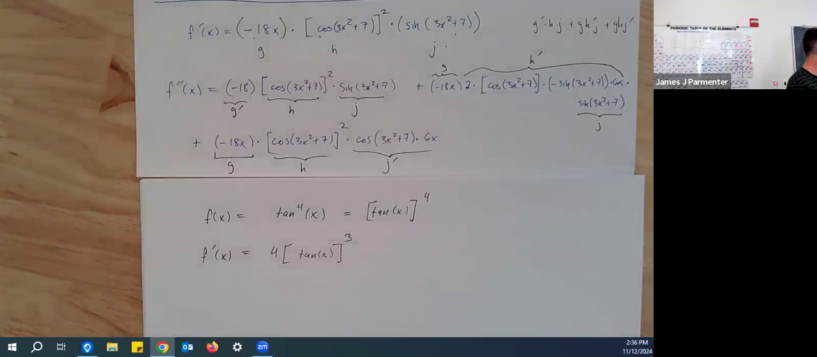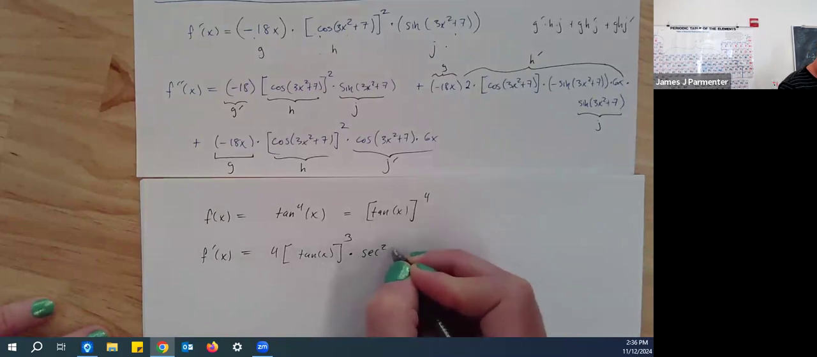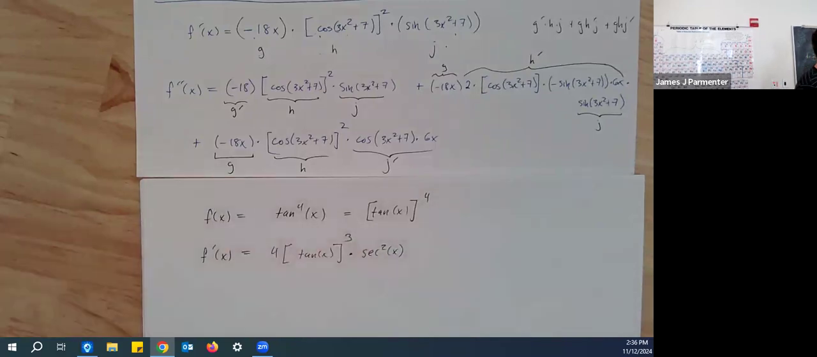So our function, I'm not finished with the derivative there. Our function is something to the fourth power. The derivative is 4 times our something to the third power, and then we have to multiply by the derivative of the something. And the derivative of tangent of x is secant squared of x.